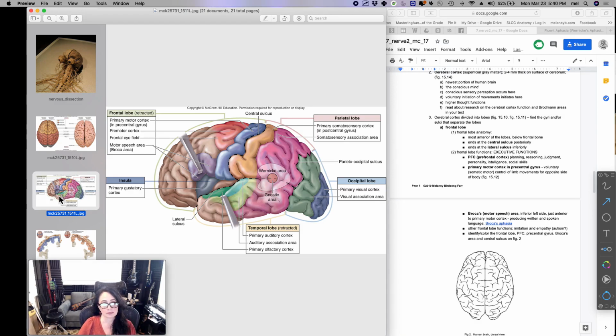First off, this is the central sulcus, and the central sulcus separates the frontal lobe of the cerebral cortex from the parietal lobe. This is the lateral sulcus, and the lateral sulcus separates the temporal lobe from these two. And this is the parieto-occipital sulcus, the one we said was not super easy to see from a lateral view. You really need a mid-sagittal view for that sulcus.